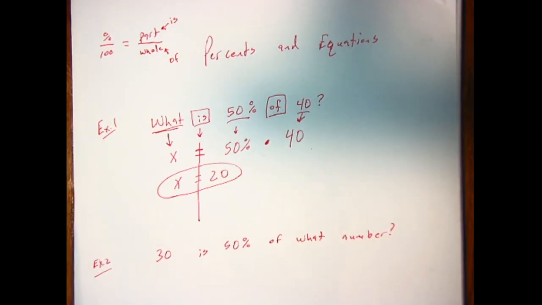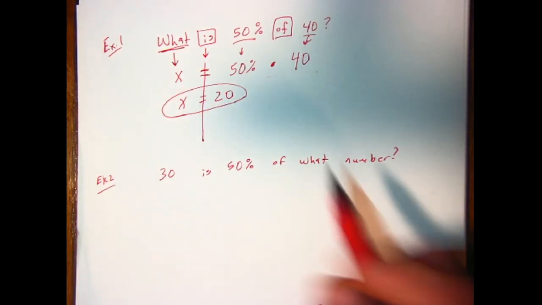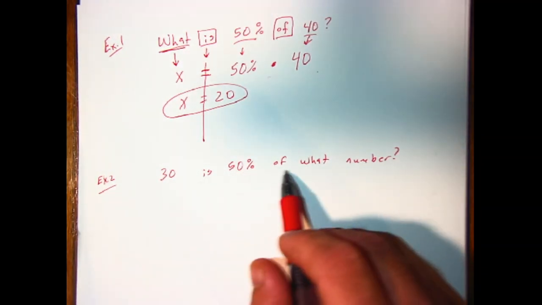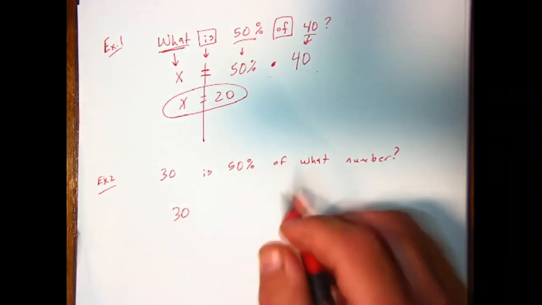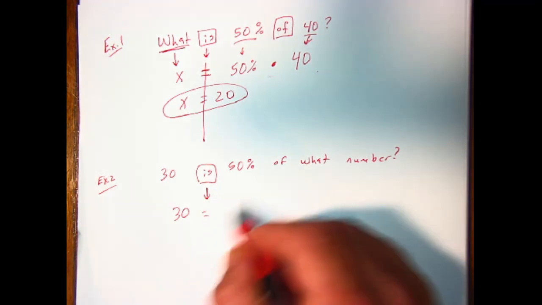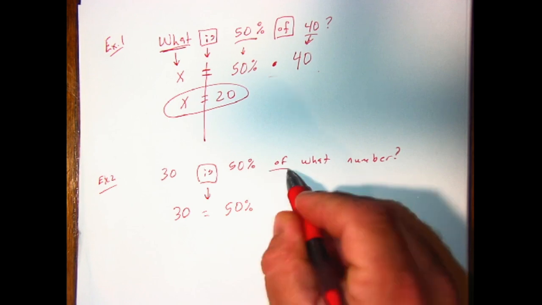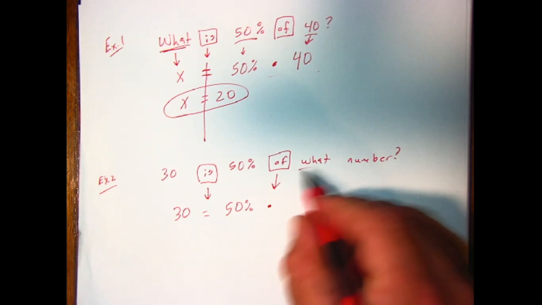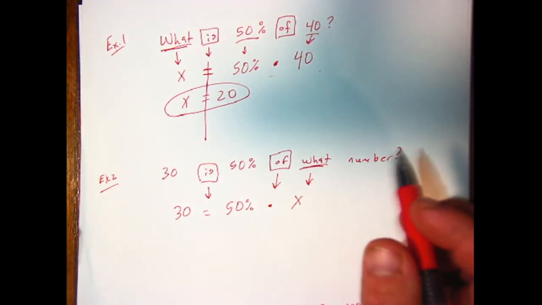Let's go to another problem and practice again what we just did. In this problem it says, 30 is 50% of what number? So 30 is just 30. Is means equals. 50% is just 50%. Of means multiply. And when we hear the word what, that means the x.